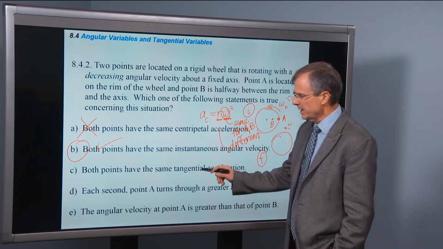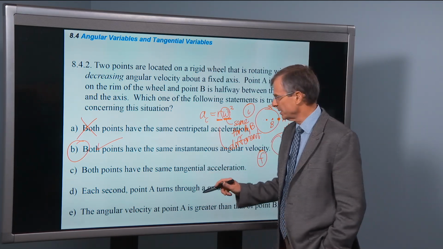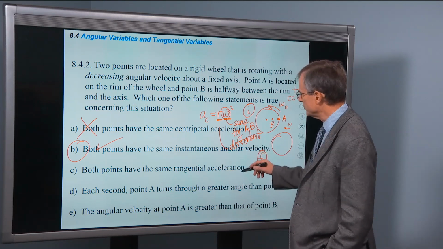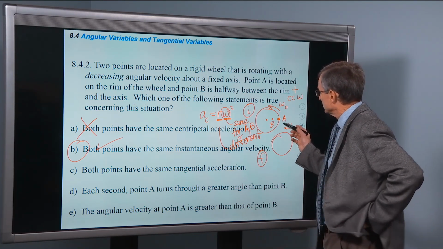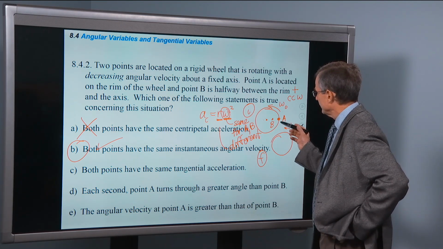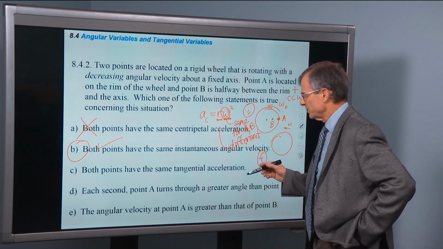Let's look at the other cases too, because they're instructive. Both points have the same tangential acceleration. Well, what about the tangential acceleration?